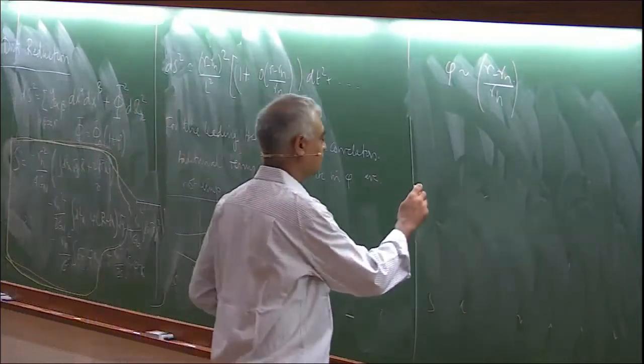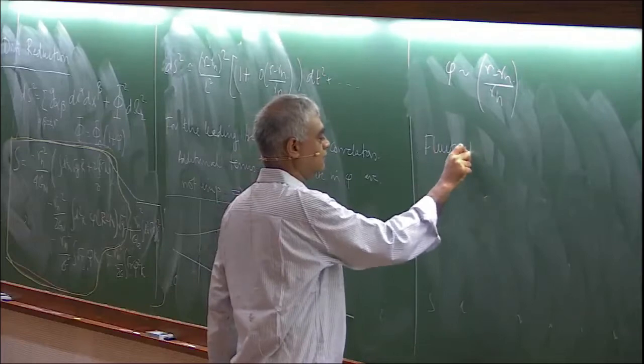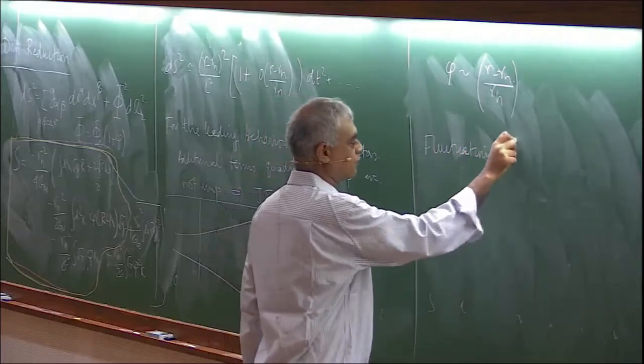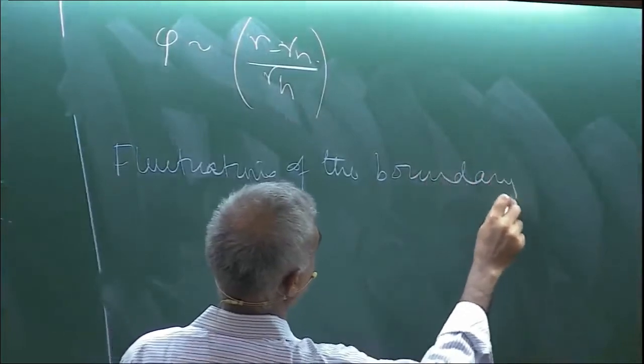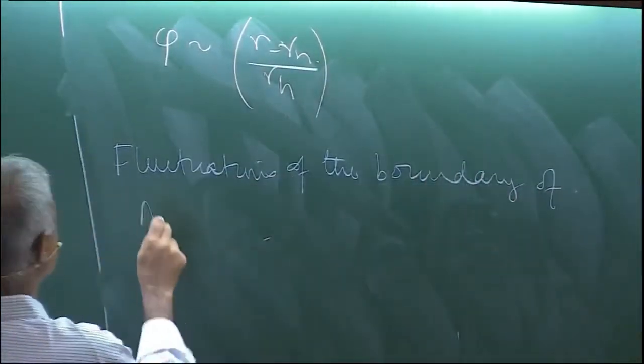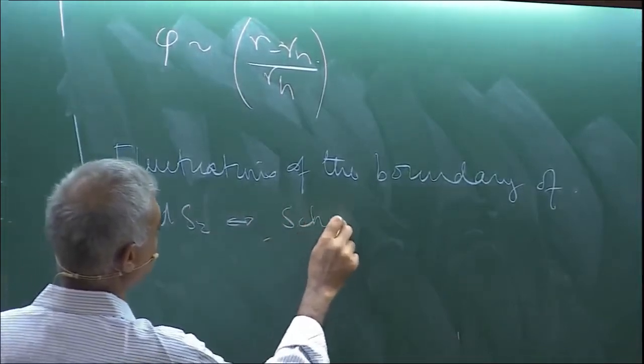Okay, and so the fluctuations of the boundary of AdS2, this is what is described by the Schwarzian action.